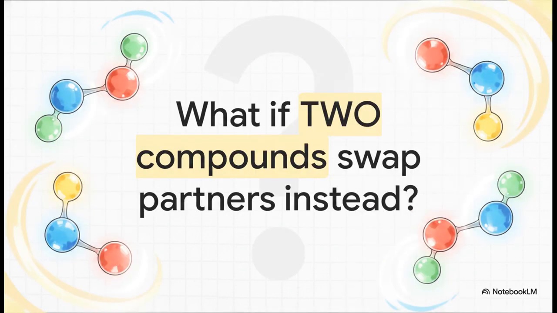All right, so we've completely mastered single displacement, one strong, aggressive element kicking out a weaker one. But I want to leave you with a fascinating, mind-bending question to ponder. What if two compounds swap partners instead? Like, what if it isn't just one element taking over, but a mutual exchange, a highly coordinated chemical square dance where everyone changes partners at exactly the same time? That is the wild world of double displacement, and that's exactly what we'll be decoding in our next explainer.